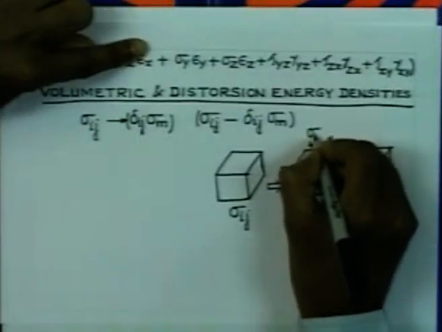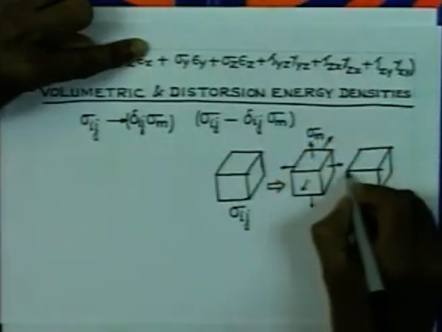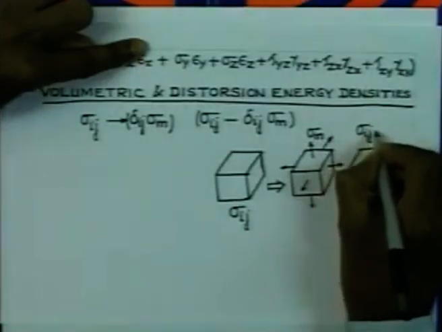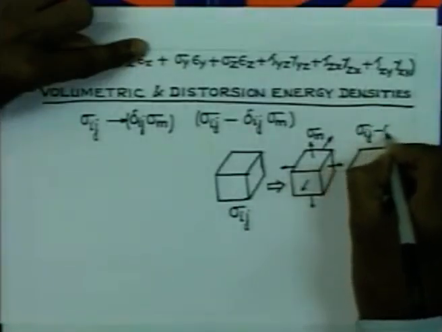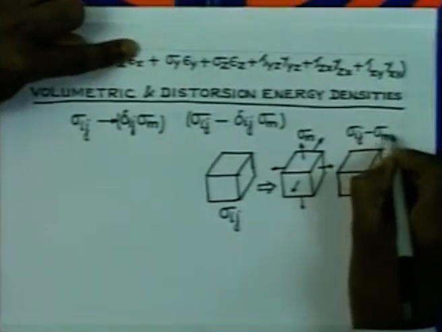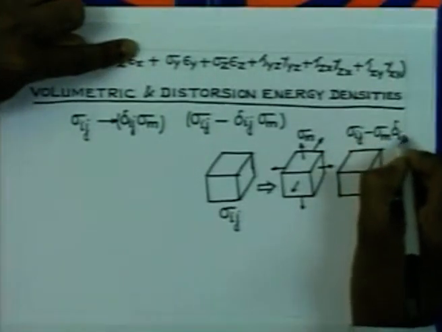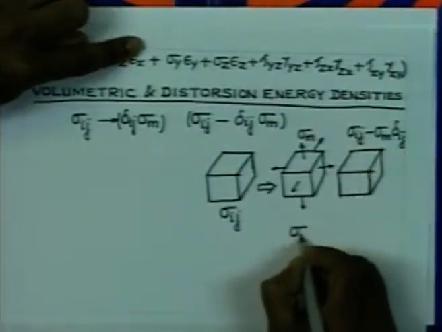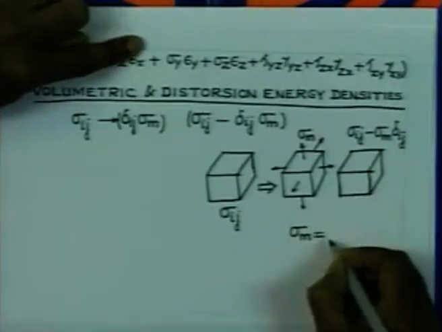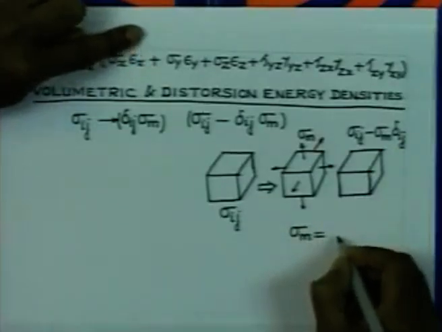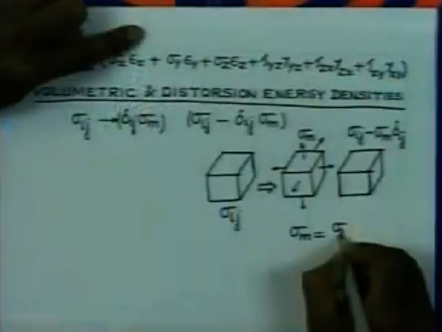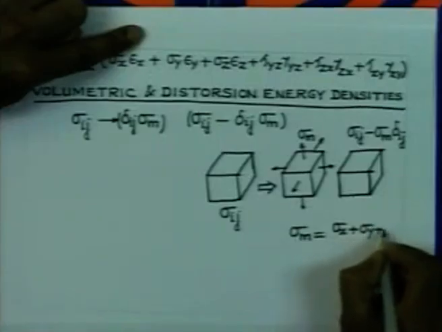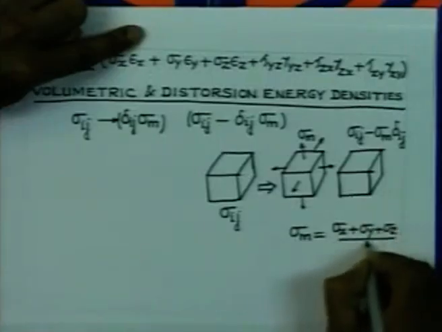sigma m acting in all the 3 directions, and herein the stress is sigma ij minus sigma m into delta ij. And I am sure you recollect that this sigma m is nothing but the sum of the 3 normal stresses divided by 3. So, therefore, it is sigma x plus sigma y plus sigma z by 3.